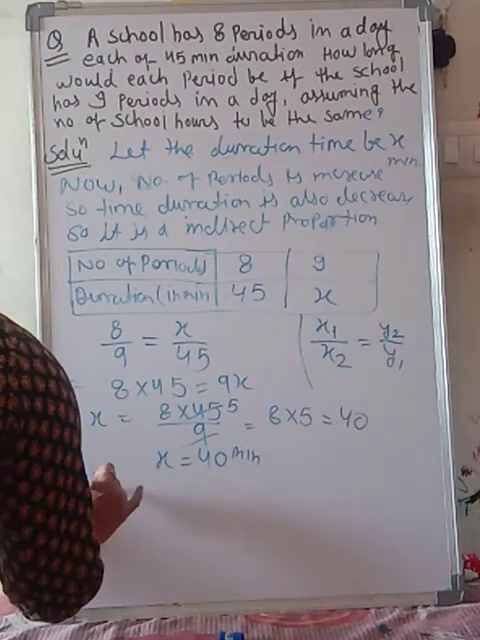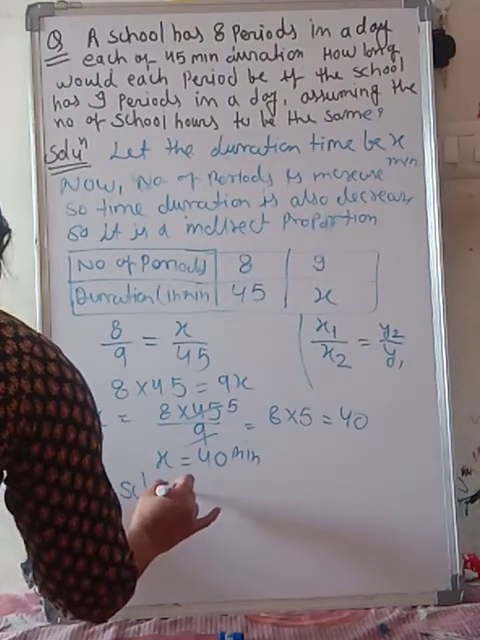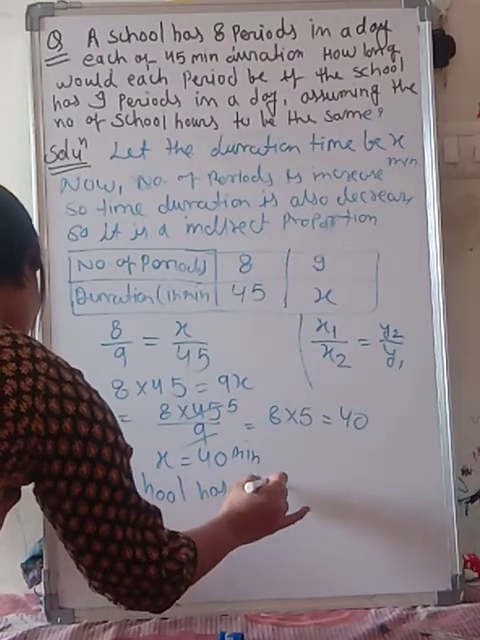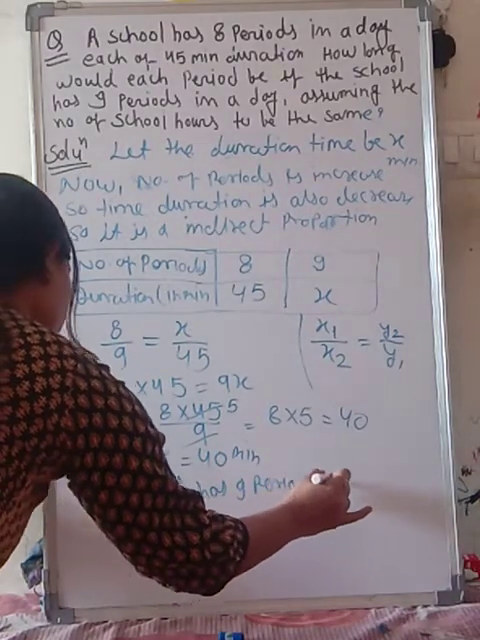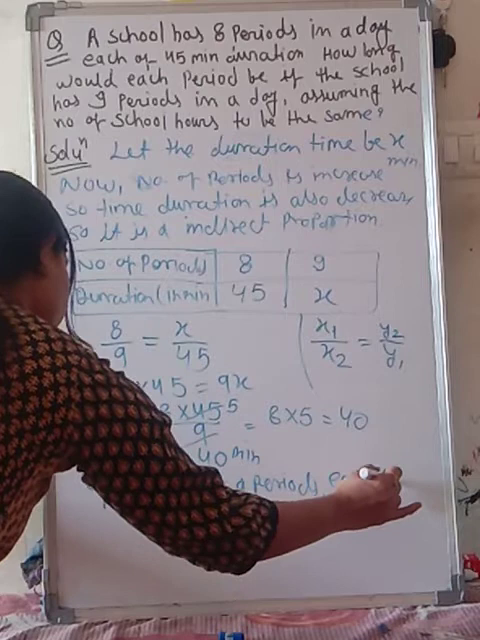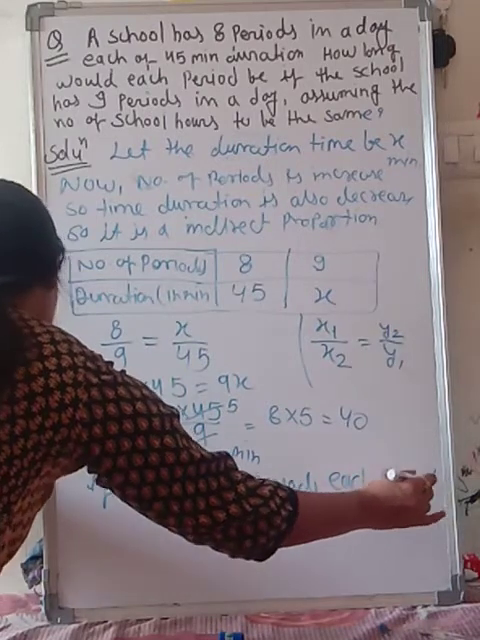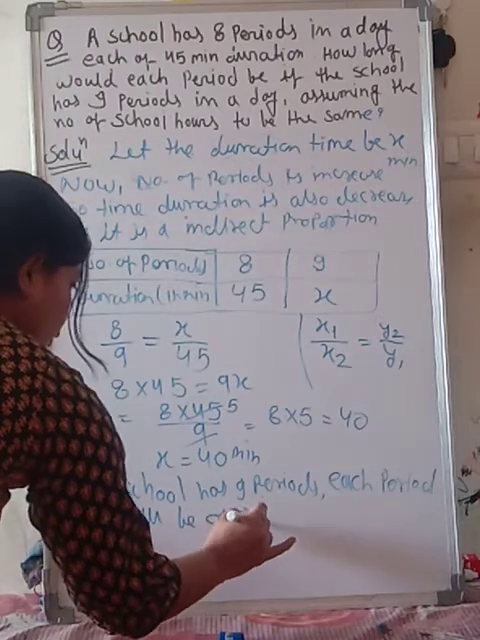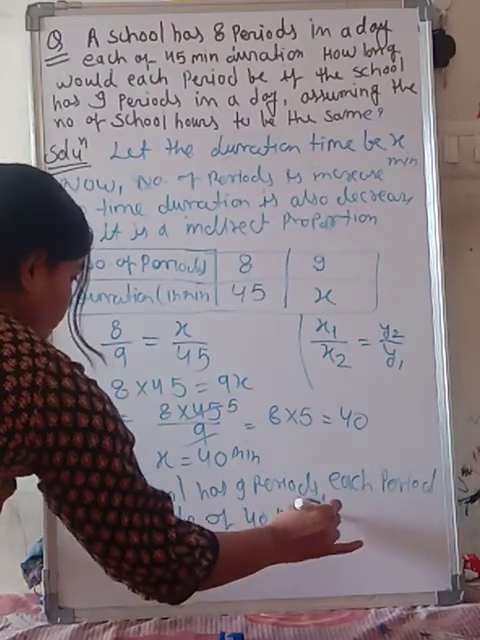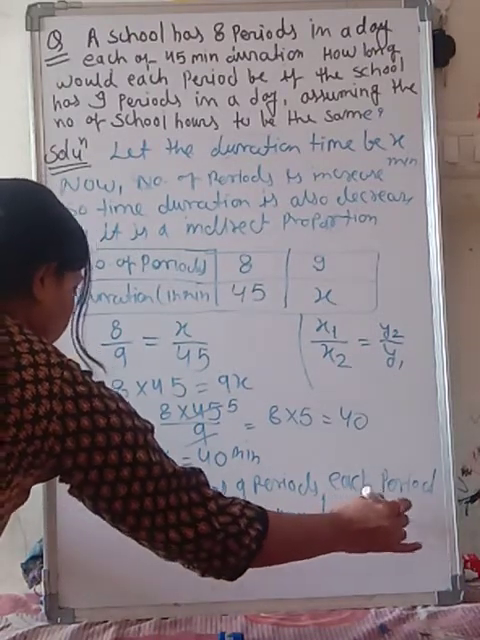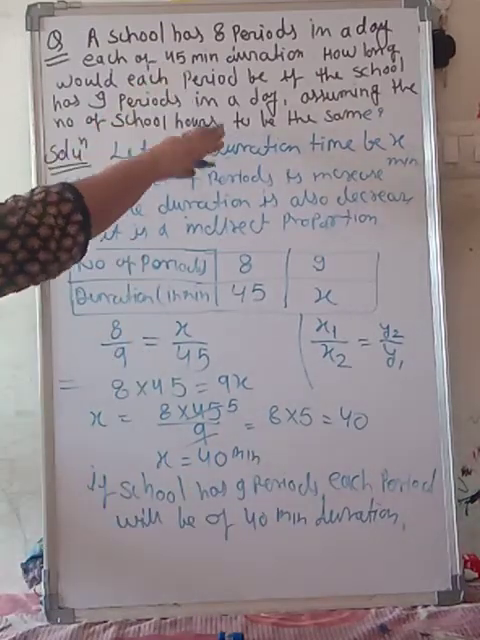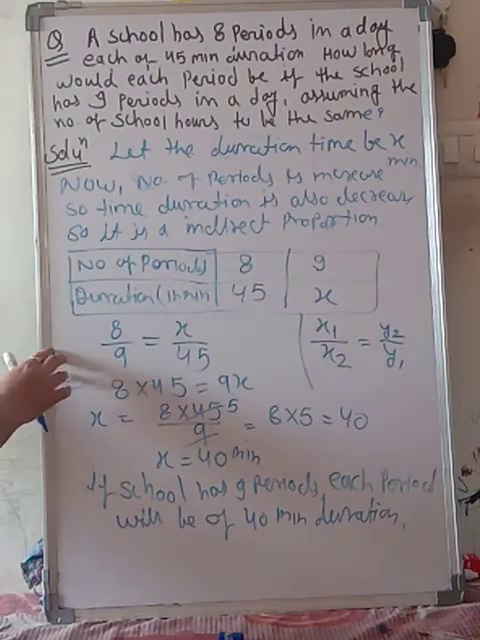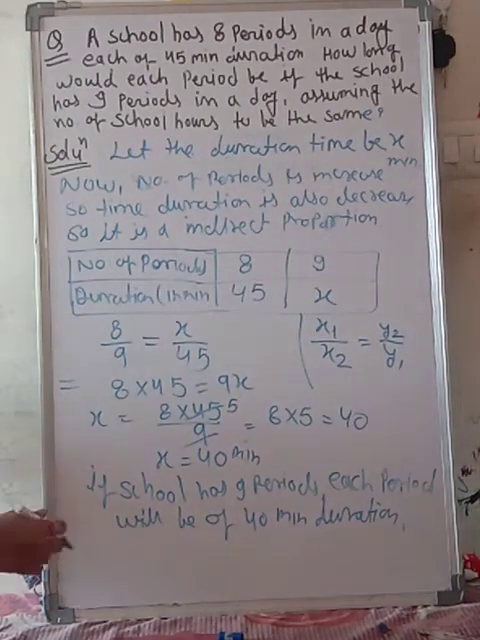So you can say if the school has 9 periods, each period will be of 40-minute duration. Here the number of periods is increased, so the time is decreased. So this is an example of inverse proportion.